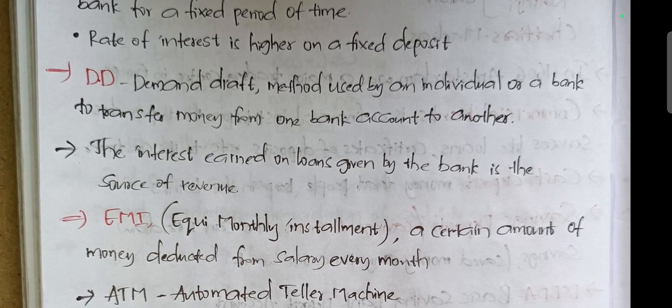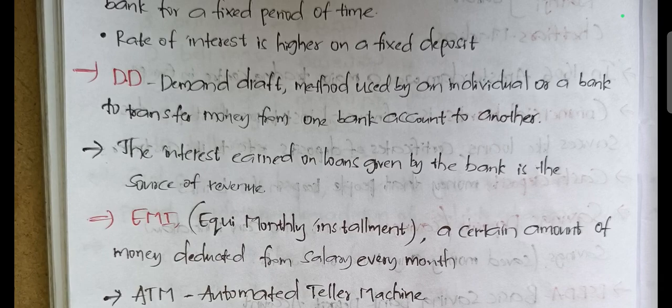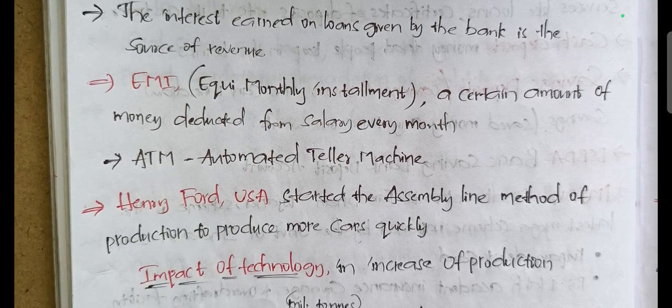Next, EMI, which is equated monthly installment. It is a certain amount of money deducted from salary every month. Generally, we observe that employees have EMIs. They buy a flat or a vehicle on EMI, and every month some amount is deducted from their salary. So such a method is what we call EMI.